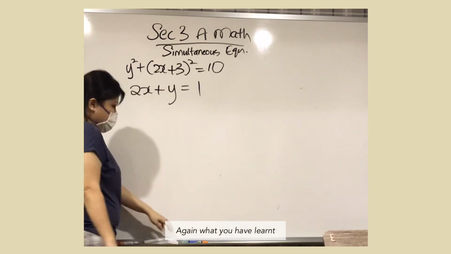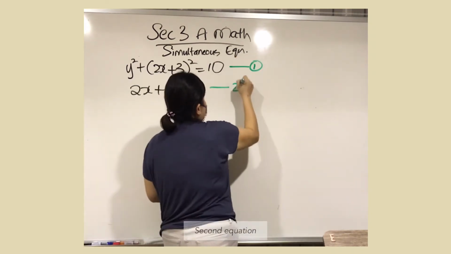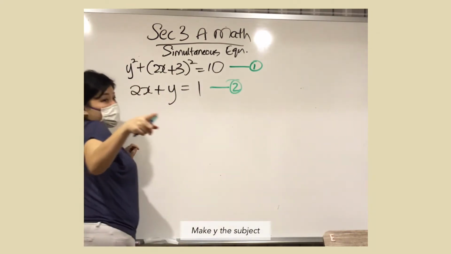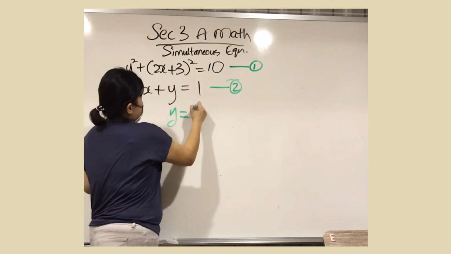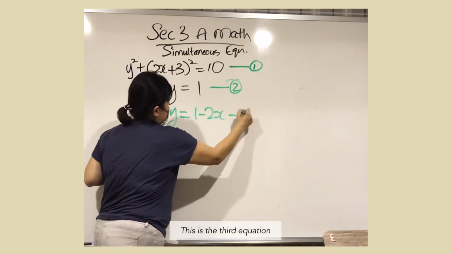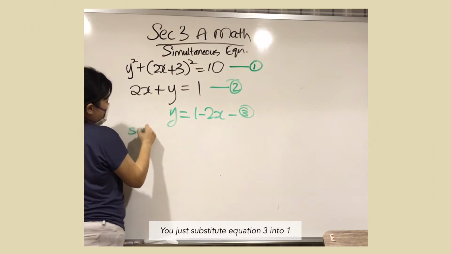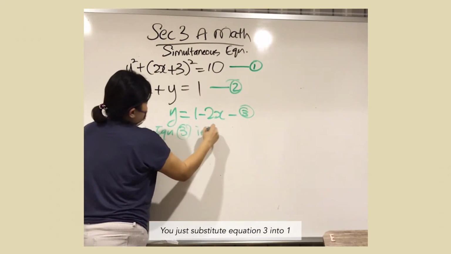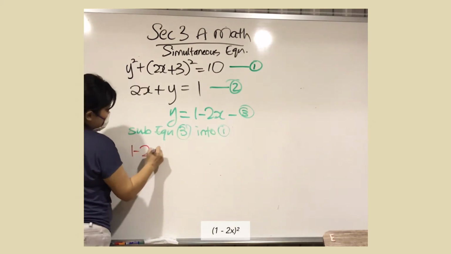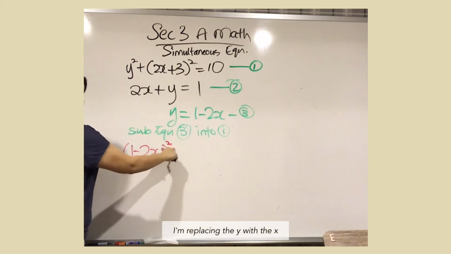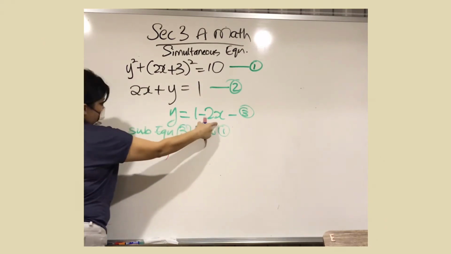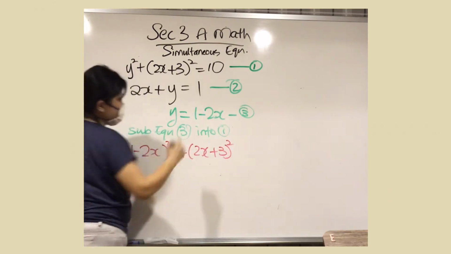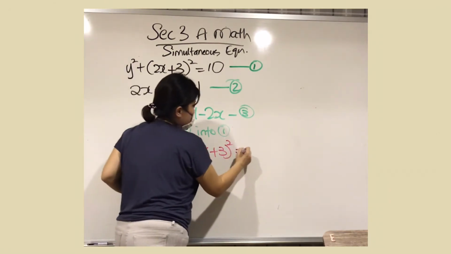Again, what you have learned, you name this as the first equation, isn't it? Second equation. Then, which one are you going to change? You're going to change this one, making y the subject. So this is the third equation. We substitute equation 3 into 1. So (1 minus 2x) squared, I'm replacing the y with this one, plus (2x plus 3) squared. Copy the rest down, equals 10.